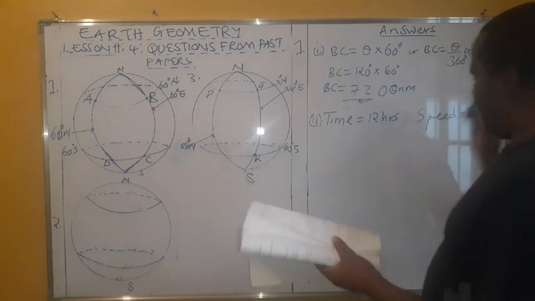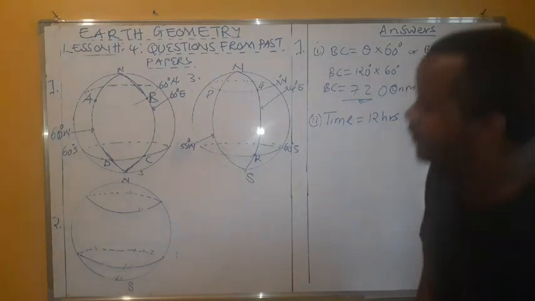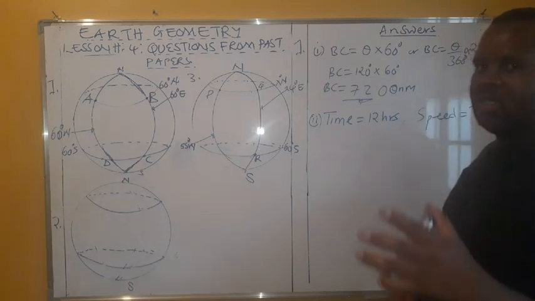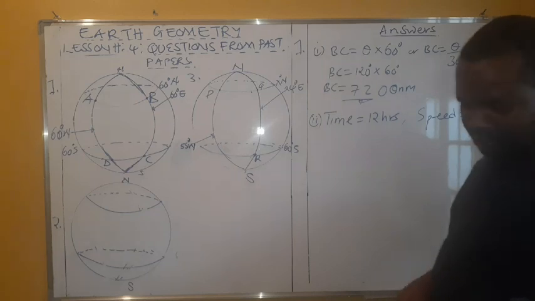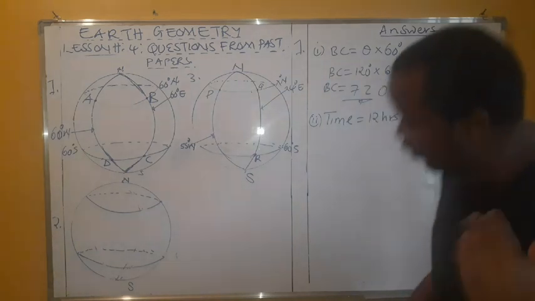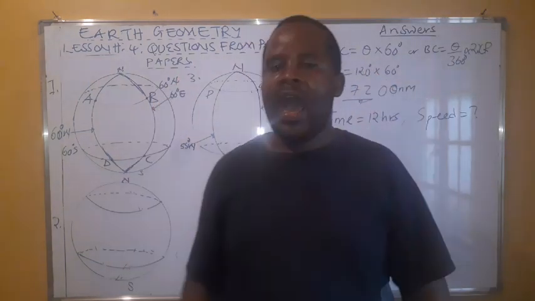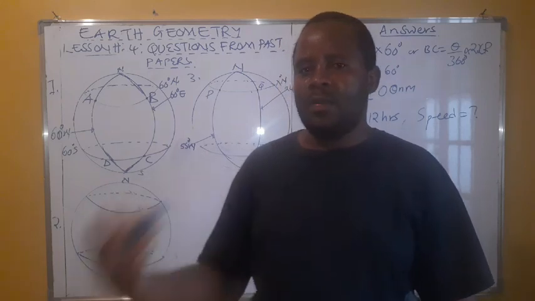Here this speed is in knots. Now, what is a knot? A knot simply means a nautical mile per hour. So 1 knot means 1 nautical mile per hour. For us to find the speed in knots, we must find the speed in nautical miles per hour, because 1 knot is equal to 1 nautical mile per hour.